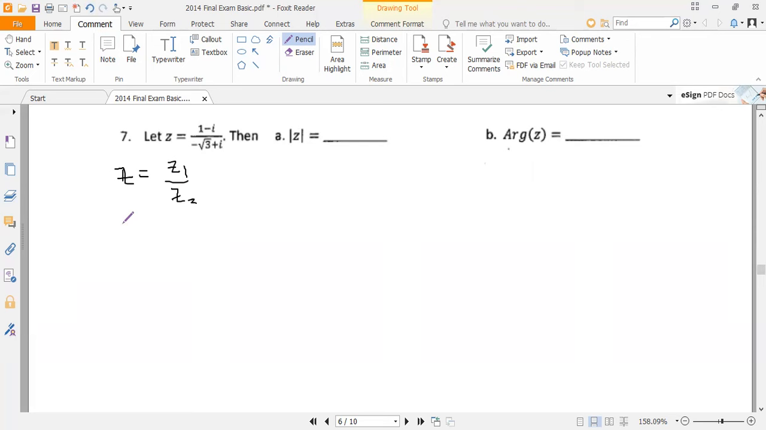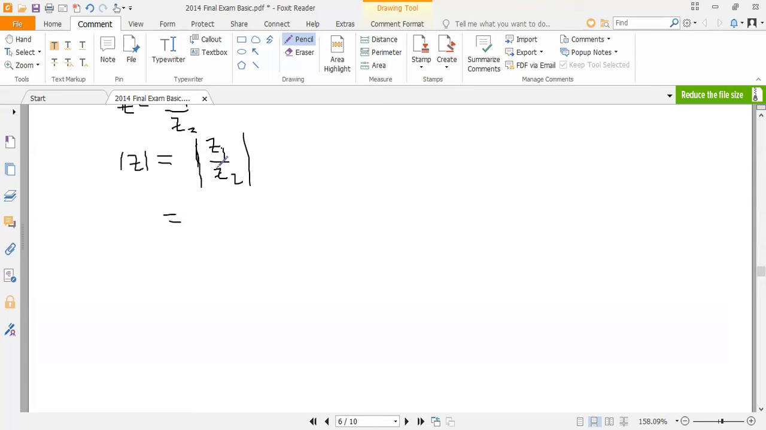Now, depending on the property of the modulus, the modulus of z is equal to the modulus of z1 over z2, which by the property of the modulus, the modulus of the quotient is the quotient of the moduli, which is the modulus of z1 over the modulus of z2.